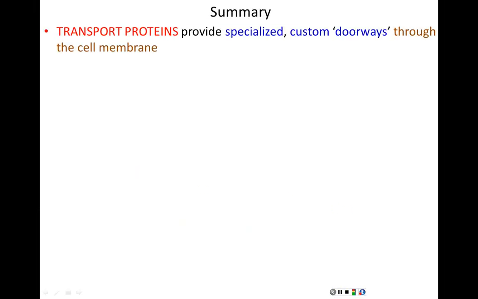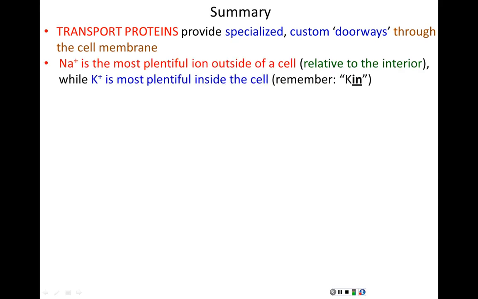So what did we talk about today? Well, we started off just introducing the idea of transport proteins. And transport proteins are nothing more than specialized, custom proteins that serve as doorways through the cell membrane, allowing molecules to move. We introduced the idea of the ions right away in the lecture, talking about sodium being the most plentiful ion found outside the cell relative to the interior, and potassium has the opposite distribution, where it's more plentiful inside the cell than out. And I gave you guys the mnemonic of kin to remember that.